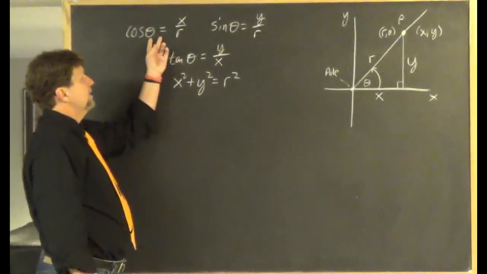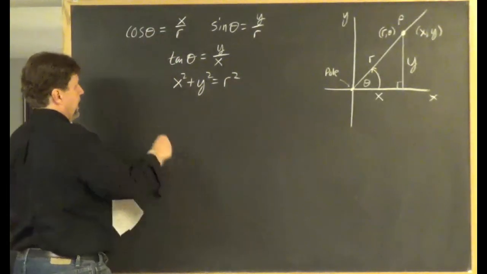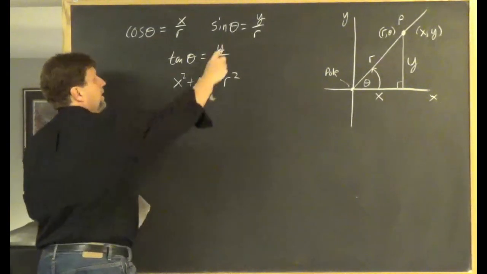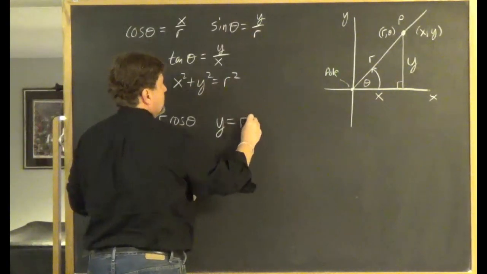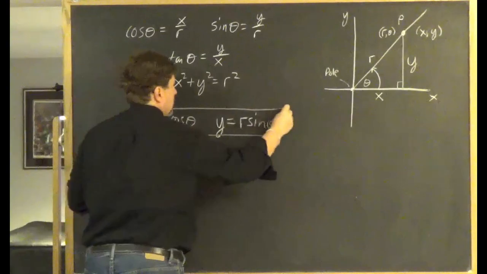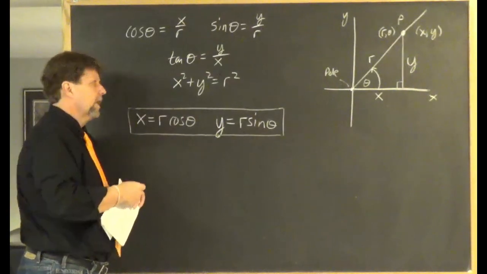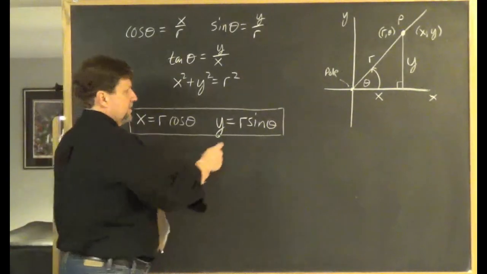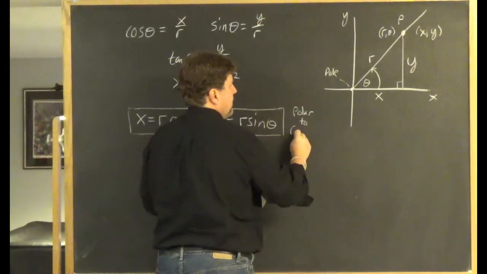So if you look at this and you multiply both sides of this equation by r, you get x equals r cosine theta. If you look at this equation and multiply both sides by r, you get y equals r sine theta. Folks, this is exactly how you convert from polar coordinates to rectangular coordinates. So this is how you convert from polar to rectangular.